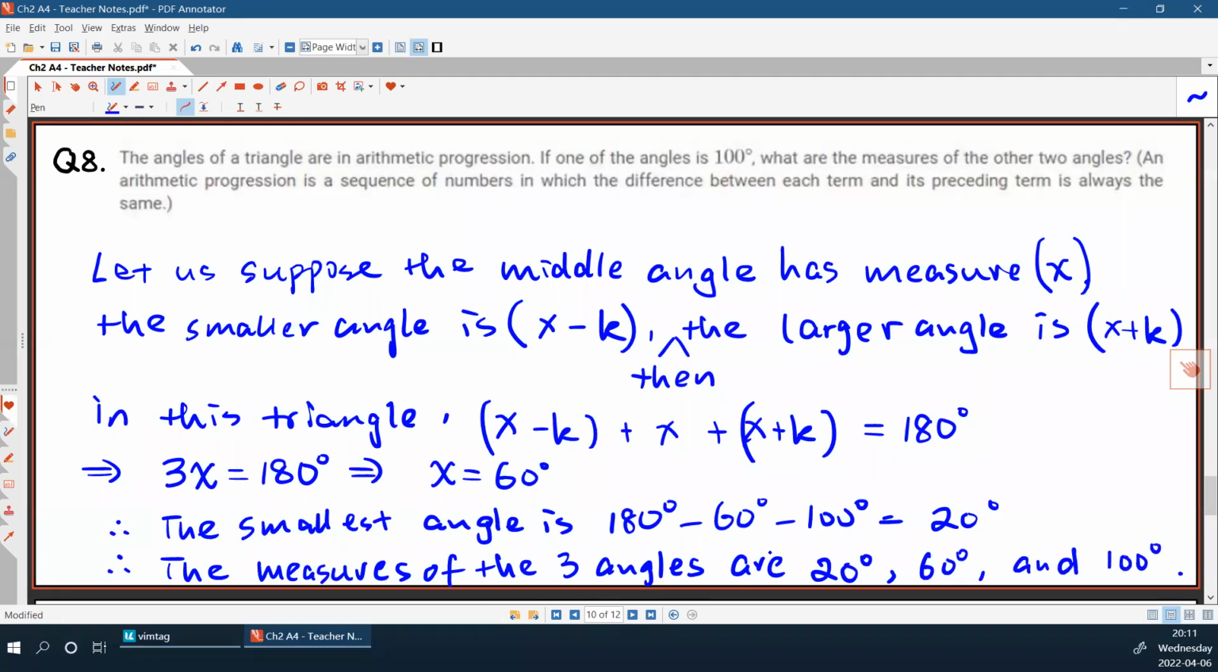And then we can double check, are they forming an arithmetic progression? 20, 60, the difference is 40, right? 60, 100, the difference is also 40 degrees. So that's in accordance with the given information. The three angles here form an arithmetic progression. Okay, please have a look at this question and let me know if you're finished.